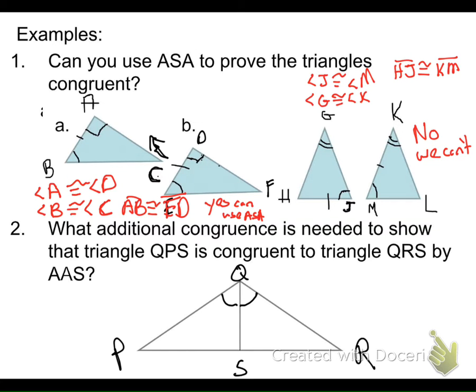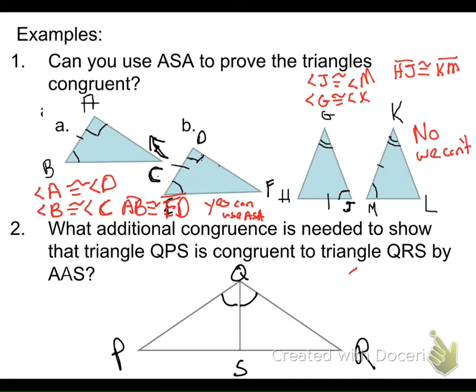Question number 2 asks, what additional congruence is needed to show that triangle PQS is congruent to triangle QRS? So our two smaller ones by angle, angle, side. And remember this one, the side is not included, so it's the non-included side here. Okay? So what else needs to be shown?